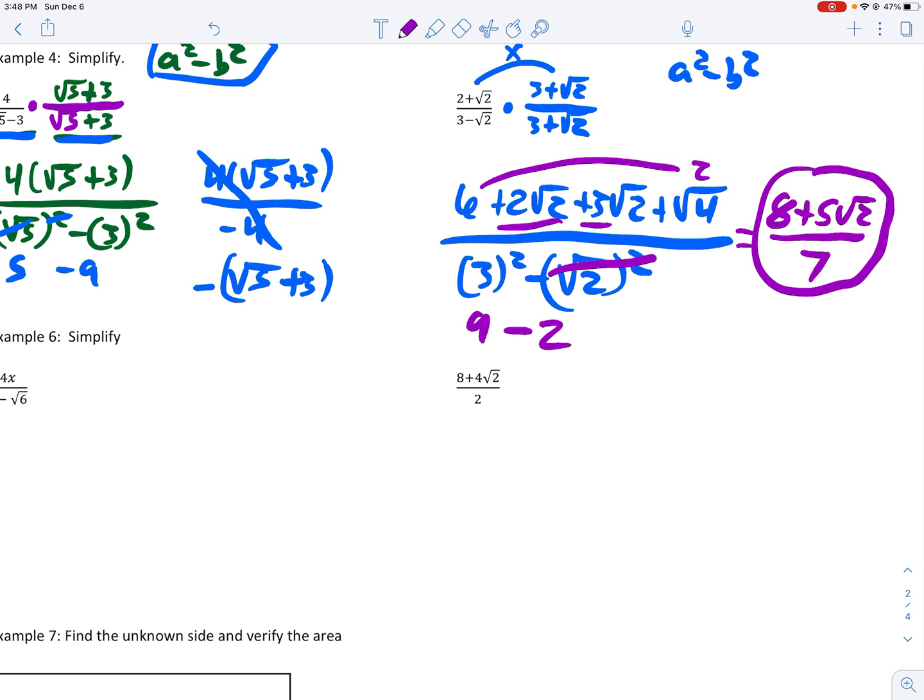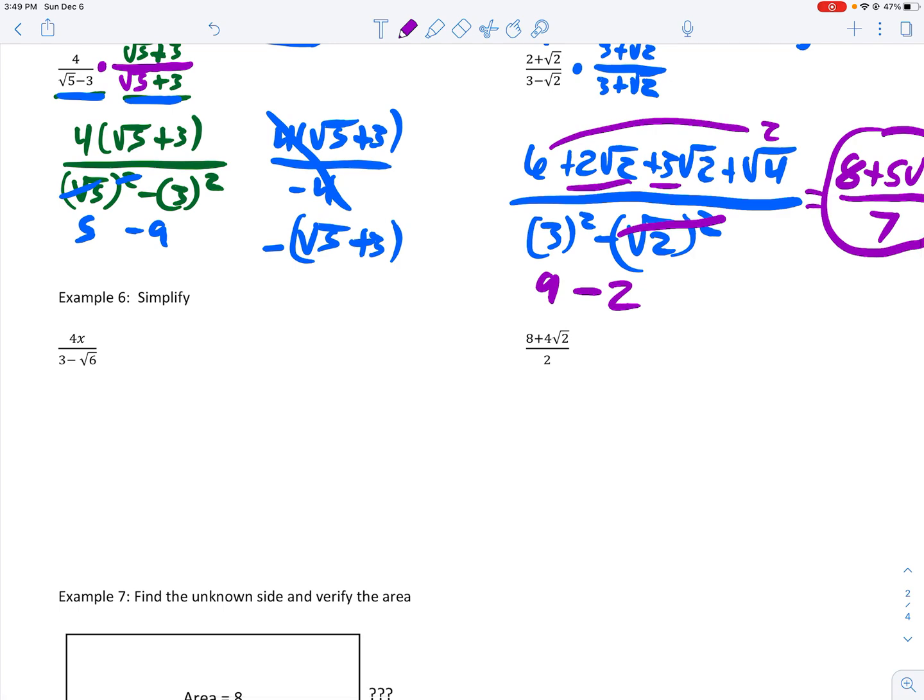So I had to FOIL the numerator, multiply it by the conjugate to get difference of squares in the denominator. So literally all you have to do is square the first term, square the second term, and then subtract the 2. That's how you simplify your denominator.